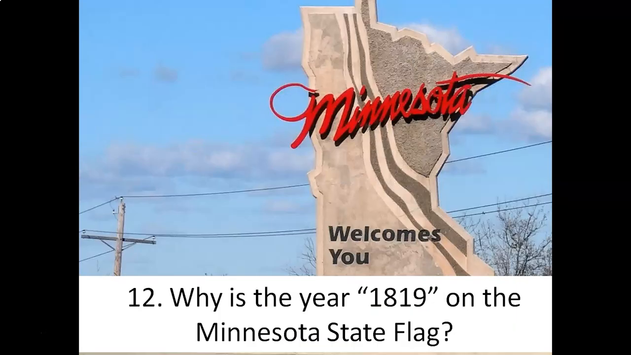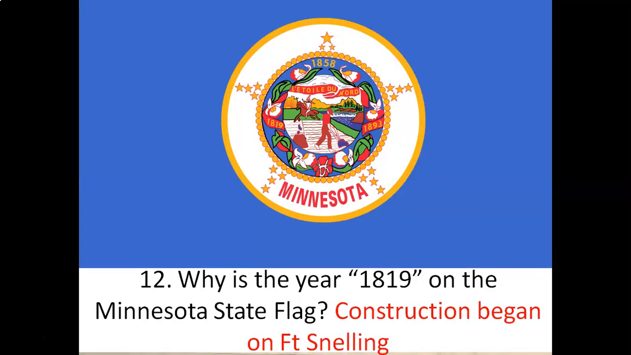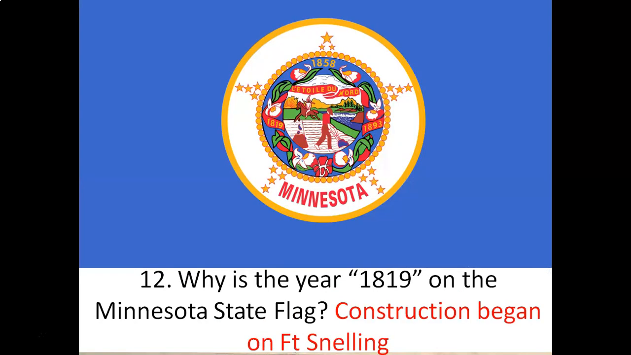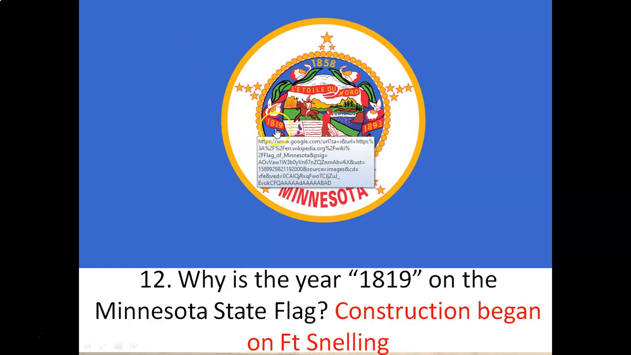Why is the year 1819 on the Minnesota state flag? Maybe you've seen this flag in my classroom. If you look at the flag, it has 3 dates. One is 1819, one is 1858 for when we became a state, and one is 1893 when the state adopted the flag. But why is 1819 on the flag? That's, whoopsie, sorry about that. Construction began on Fort Snelling in 1819, and it is represented on the flag.